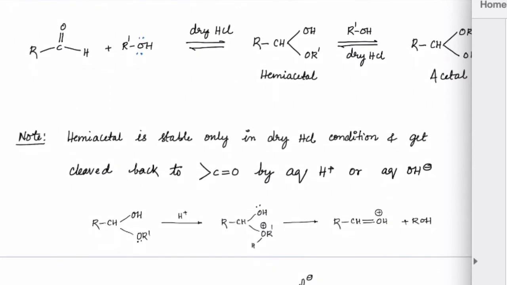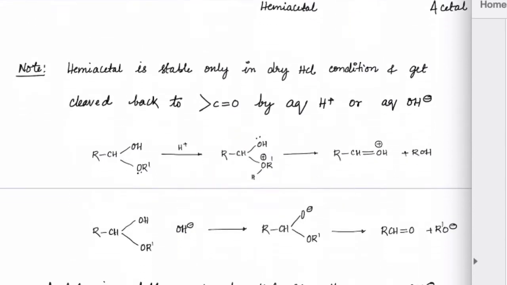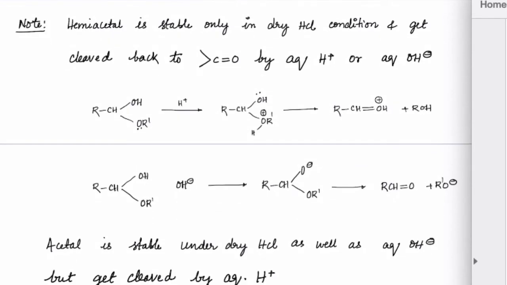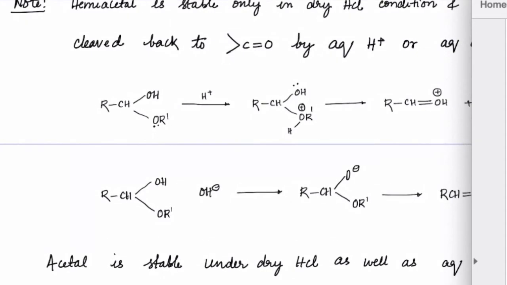So if you check the stability, hemiacetals are very stable in dry HCl condition, and if you have any basic condition or acidic condition, they will cleave back to aldehydes. Let me show you how that takes place. Suppose we have hemiacetal, how will the reaction take place? From hemiacetal, first the protonation will take place here.